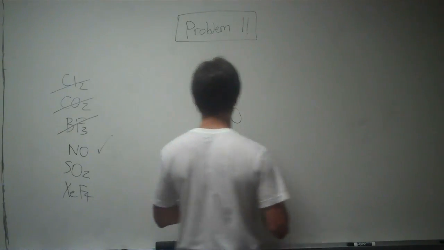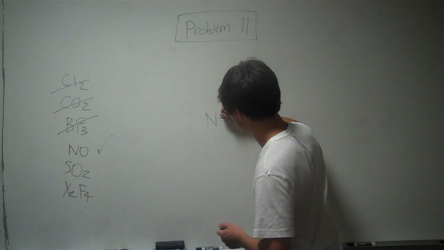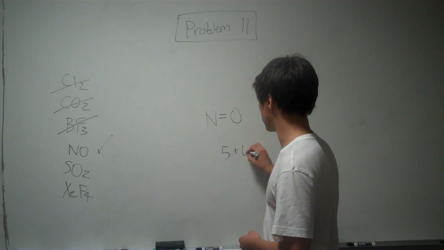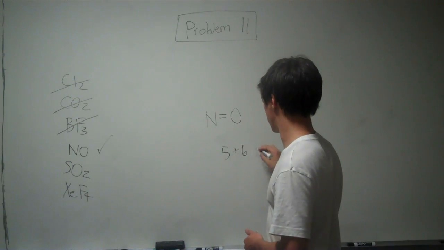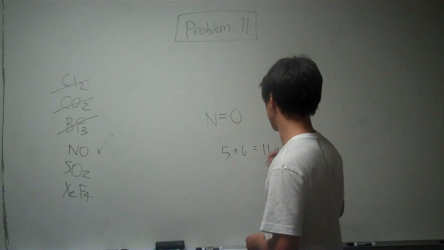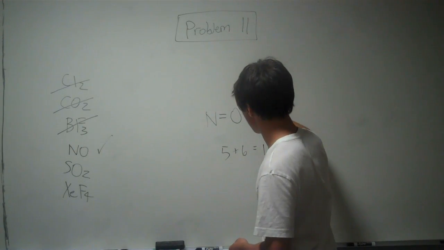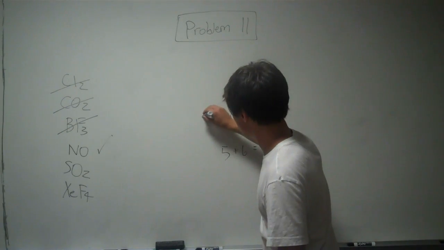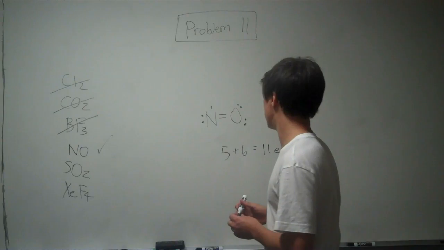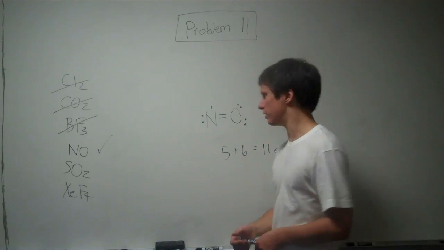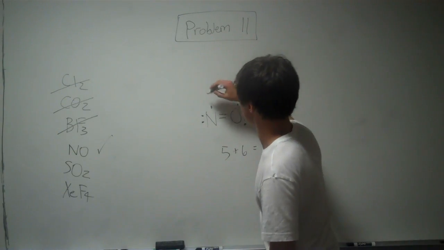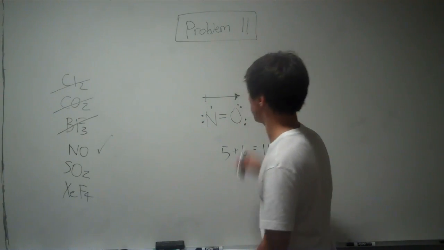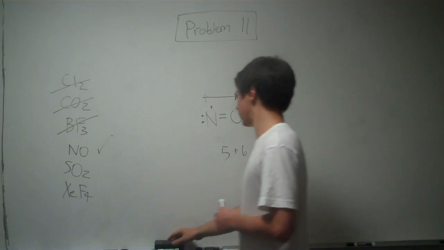I'll complete the Lewis structure for those who are curious. I have to use up 5 plus 6: 5 for the nitrogen plus 6 for the oxygen equals 11 electrons. So 2, 4, 6, 8, 10, 11. But yeah, that is polar. And since the oxygen is more electronegative, the polarity bar would look like that. Okay?